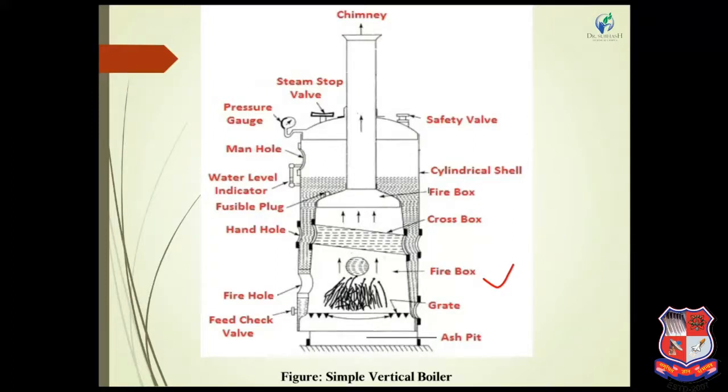Firebox is the way to ignite the coal, and all the flame is collected in the box, which we call a firebox. Cross tube: there are many cross tubes available in the boiler, which increase the heat transfer rate, so more heat energy is transferred to water, and the water forms steam. All of these are considered part of the firebox. The fire comes from the grate.